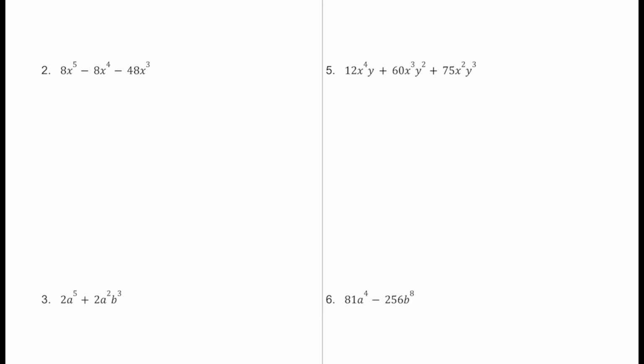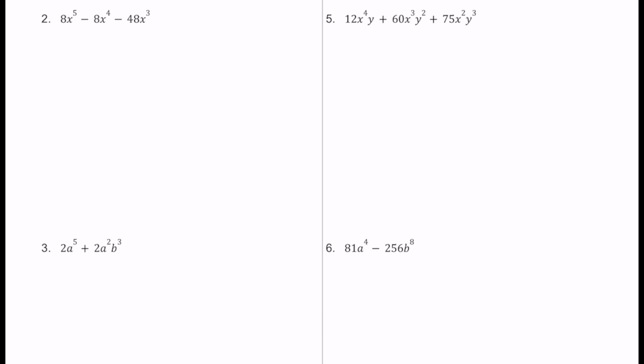For number 2, looks like we have 8x to the 5th power minus 8x to the 4th power minus 48x to the 3rd power. So looking at all of these terms, it looks like they all have 8 as a common factor, and they all have x to the 3rd power in common as well. So I'm going to factor that out as the GCF. From the first term, we're going to be left with x squared. From the second term, we're going to be left with just an x. And in the third term, we're going to be left with a minus 6.